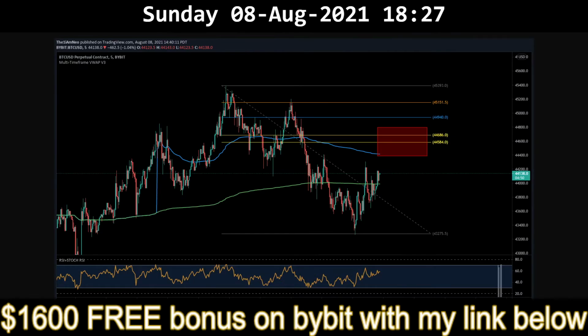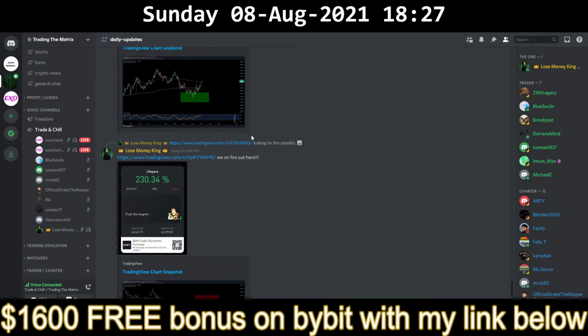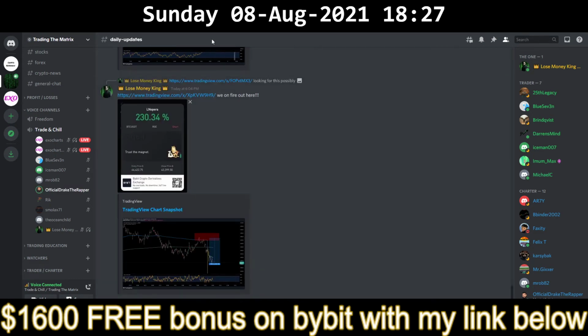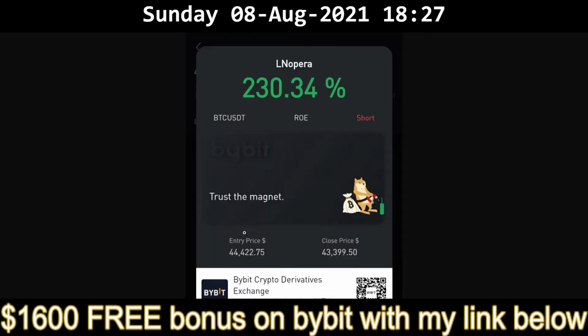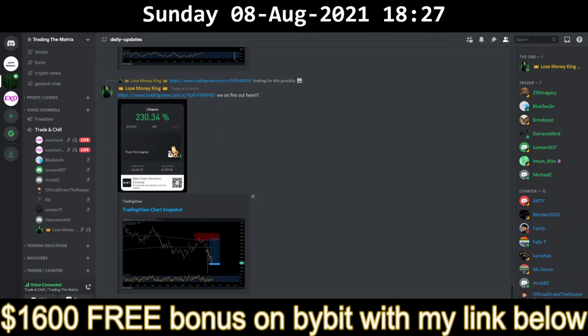So not only did we have all of those confluences, but we also had the VWAP, we also had the golden zone, and so that's why we were looking at this little red area right here. And then what do you know? We came down, we're on fire out here, ended up taking that trade 44,422, bringing it all the way down, and we are even lower than this right now, I think. So that's how we are playing it.